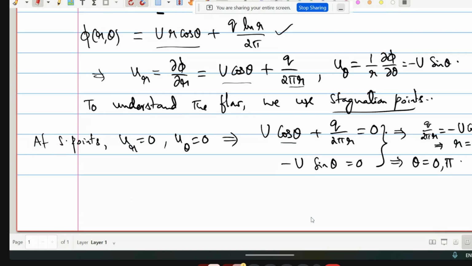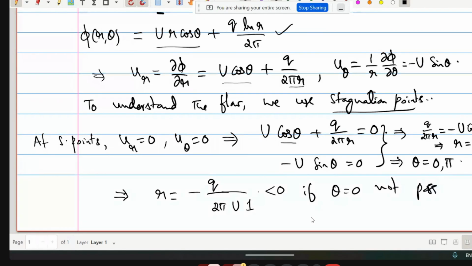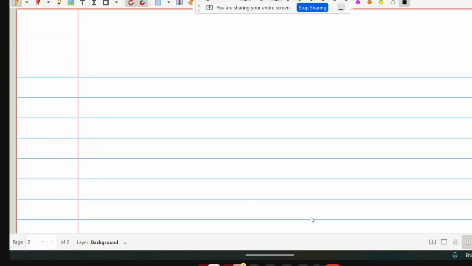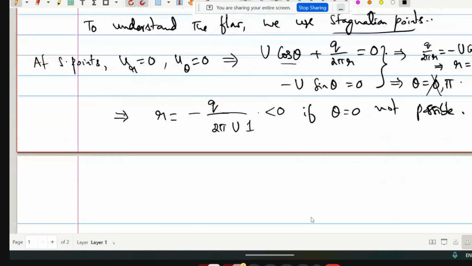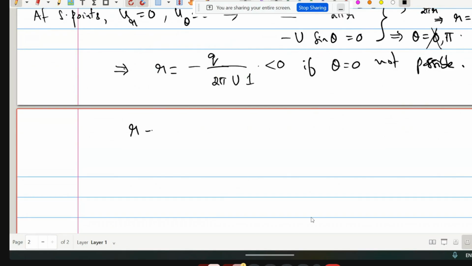So this implies R equal to minus Q divided by 2 pi U cos 0, which is 1. This is negative if theta is 0. Not possible. So this is ruled out. So theta equal to pi. Look at theta equal to pi now. R is Q by 2 pi U, sir. Yes, this is your stagnation point. So this is possible, right? R is this one.